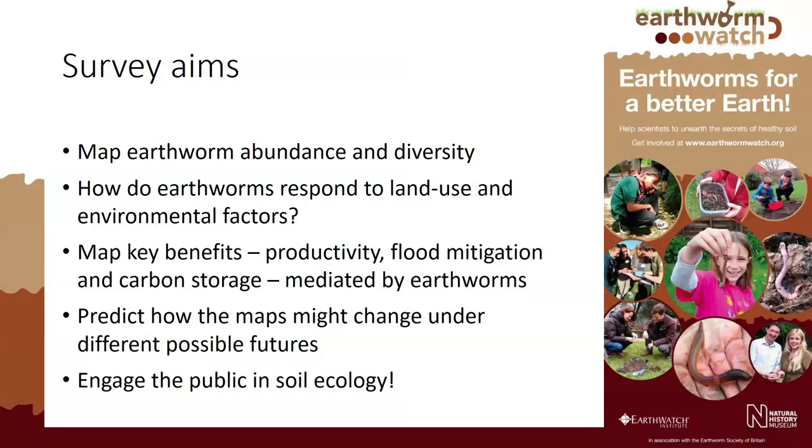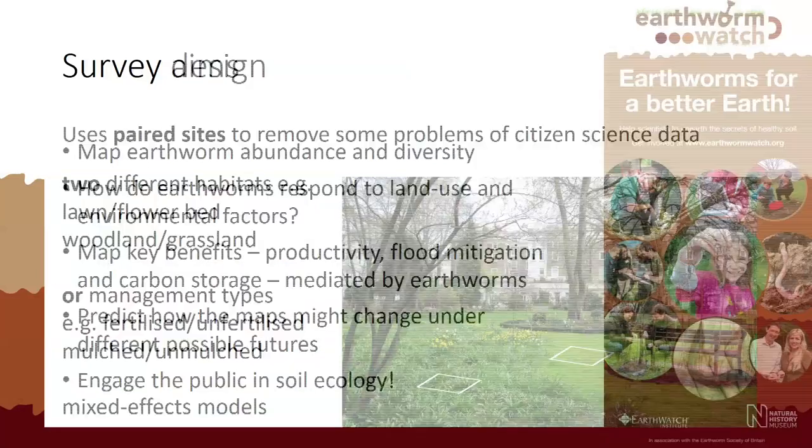So the survey aims were based around mapping the ecotypes' abundance and diversity across the UK and seeing how they respond to different land uses, habitats and environmental factors. And then to actually connect these to the earthworm ecosystem services and produce maps of that, and then I get to predict how they might change with predicted land use changes in the UK, and of course engage the public in what's under their feet, soils and things.